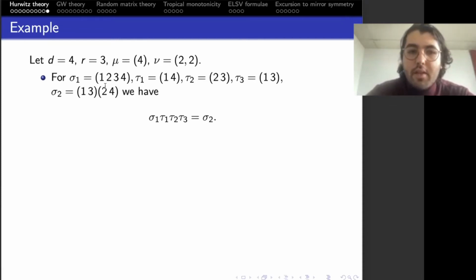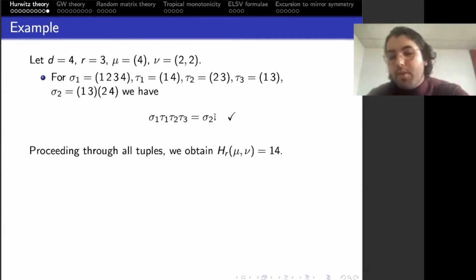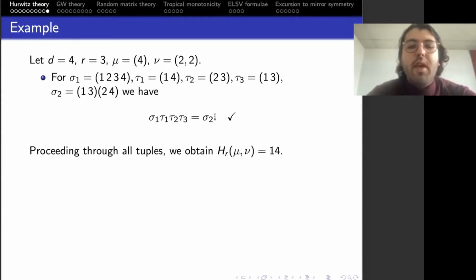The first thing that we check is the cycle types. The cycle type of sigma 1 is 4, because I have a 4-cycle. This is exactly the cycle type mu. So that's fine. Tau 1 to tau 3 are transpositions. Their cycle types are indeed 2, 1, 1. So this is exactly what Hurwitz prescribed in his theorem. And then sigma 2 is equal to (1 3)(2 4), and the cycle type of sigma 2 is simply 2, 2. So the cycle types fit, and now if you actually look at this product, you indeed see that sigma 1, tau 1 to tau 3 is equal to sigma 2. So this tuple is fine. Then simply what you do is you proceed through all possible tuples, and in the end, in this case, you obtain that the double Hurwitz number is equal to 14.